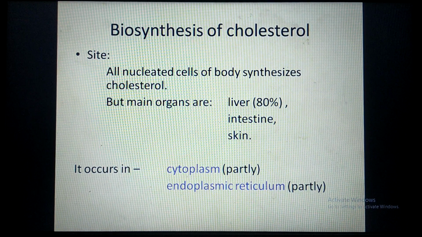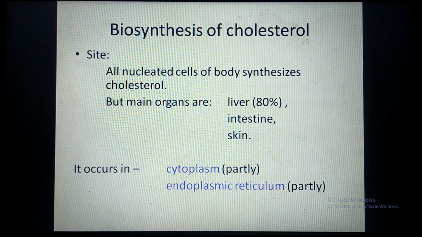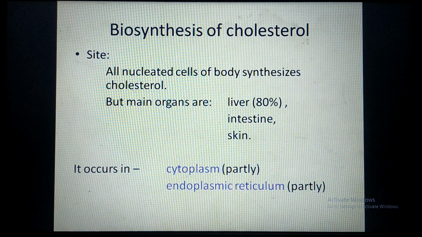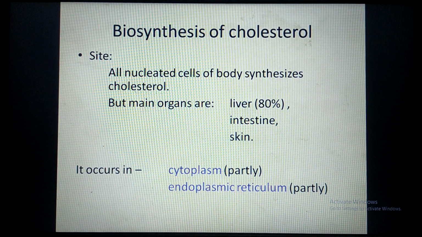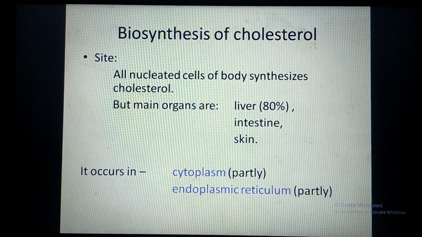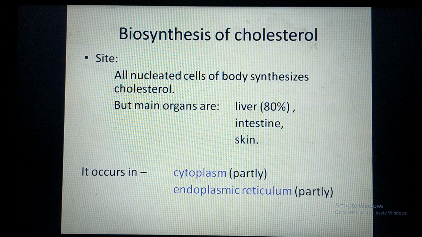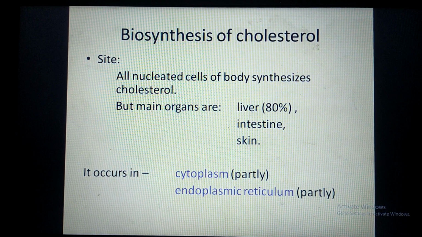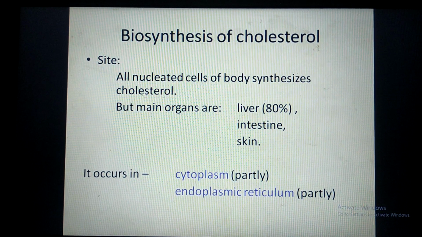Cholesterol biosynthesis takes place in all nucleated cells of the body, but the main organs are liver, intestine and skin, and out of these three, liver is the major organ for cholesterol biosynthesis. In this organ, cholesterol is partly synthesized in cytoplasm and partly in the endoplasmic reticulum. That means a few steps of the cholesterol biosynthesis pathway occur in cytoplasm and a few occur in endoplasmic reticulum.